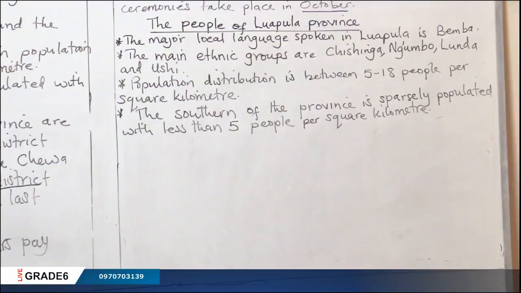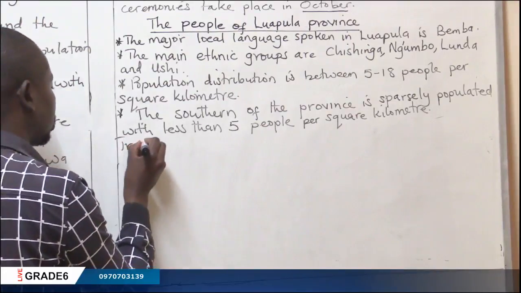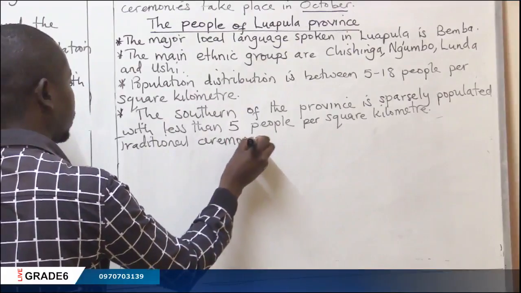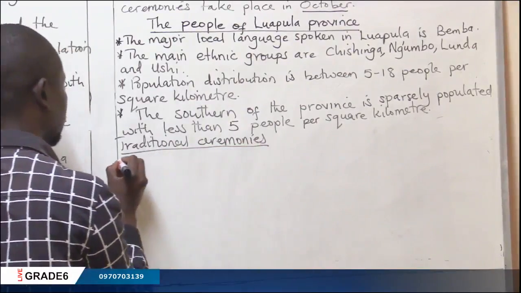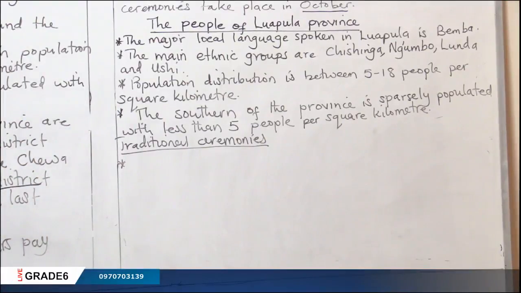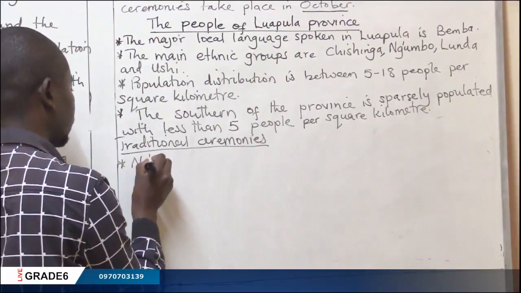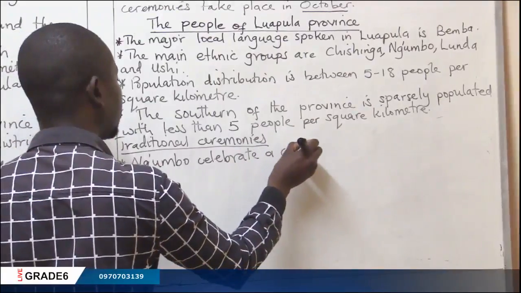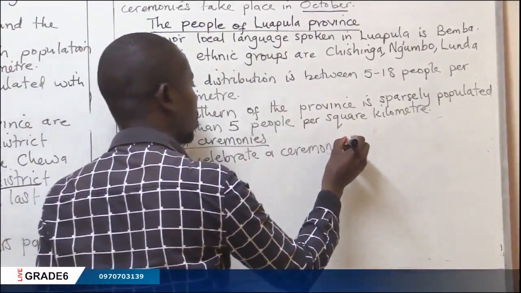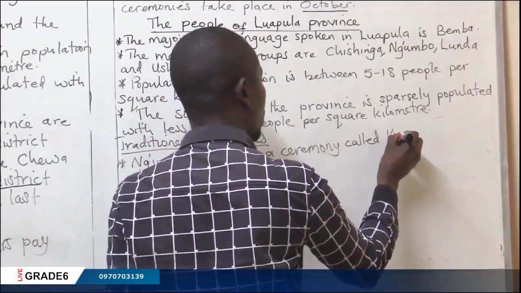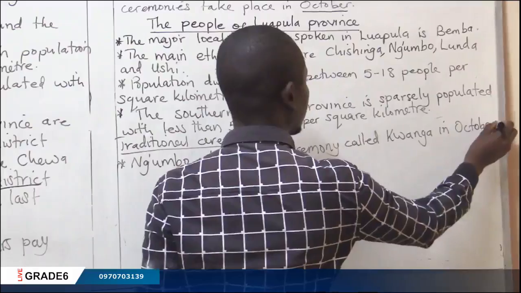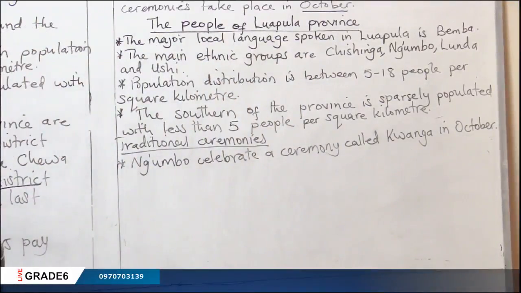So let's look at traditional ceremonies. The Ngumbo celebrate a ceremony called Kwanga in October.